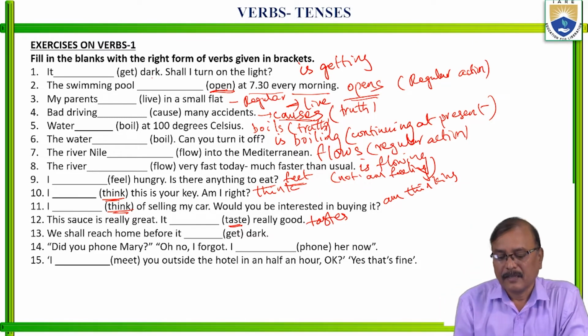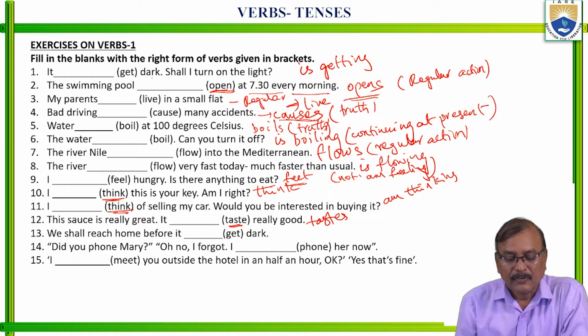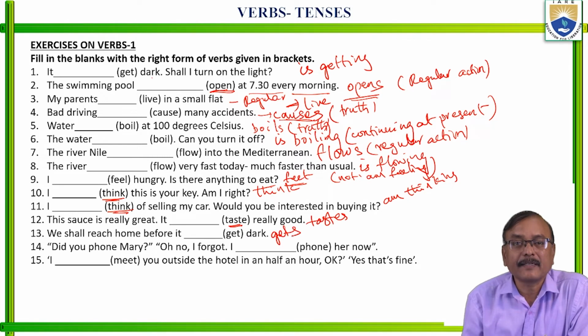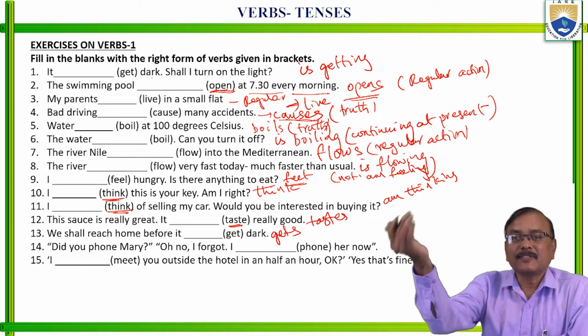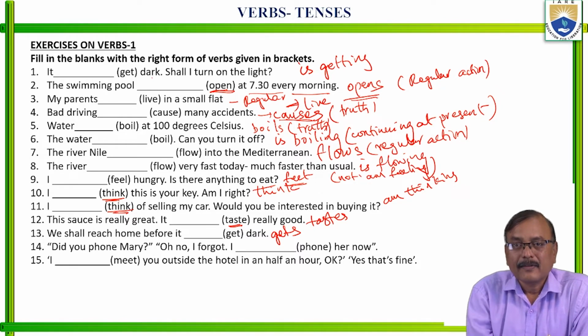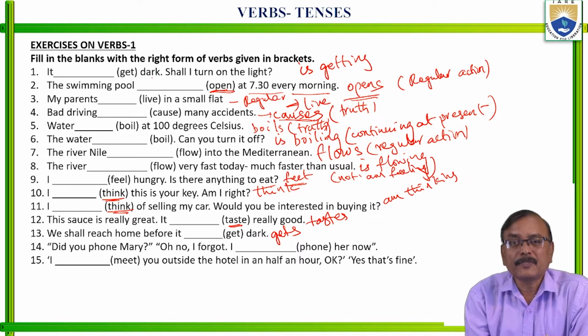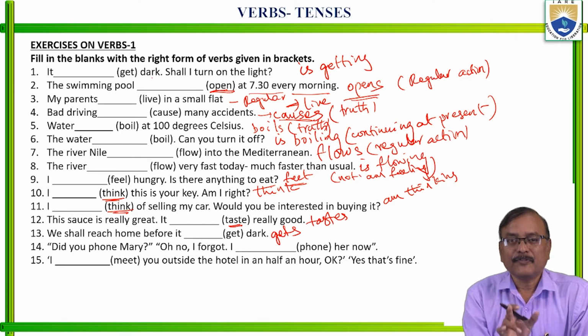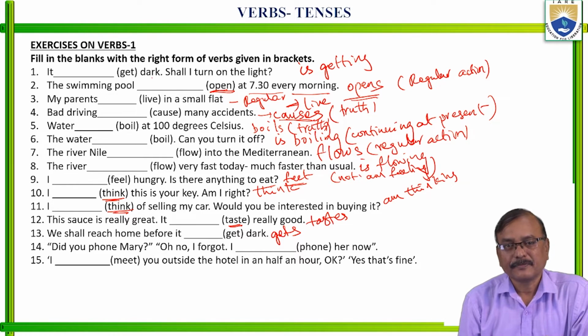Remember this one: We shall reach home before it gets dark. Don't say it will get dark. Why? Though it is future, here the rule is don't use two future tenses within a sentence. If there are separate sentences, no problem, but within a sentence, two future tenses should not be used.